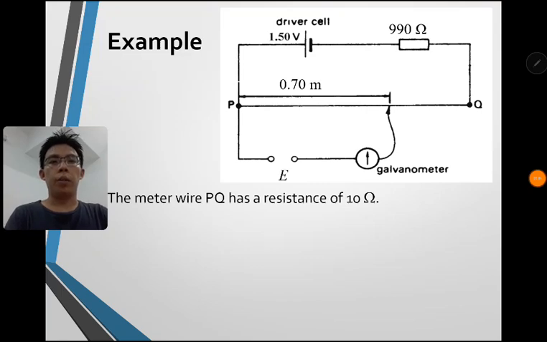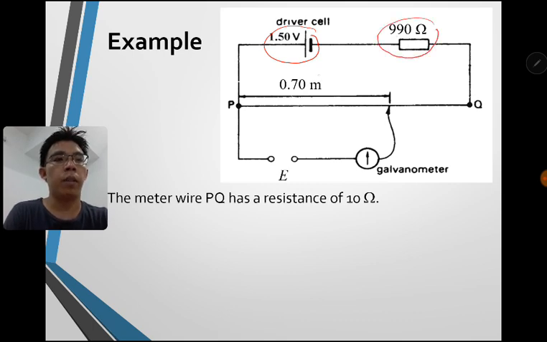Okay, let's continue the potentiometer with this example. So we have a circuit, which is a potentiometer circuit, that has a 1.5 volt cell and a resistor of 990 ohm in series with that, and then we have a wire PQ. This is a meter wire, a resistance wire PQ connected across the two ends here.